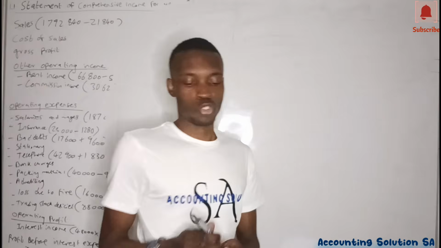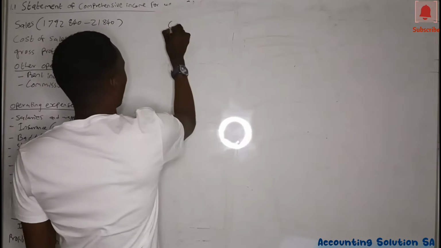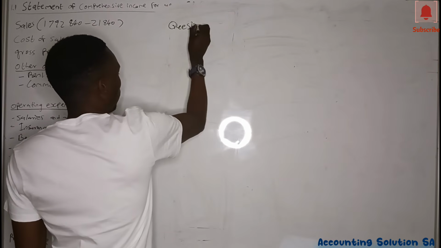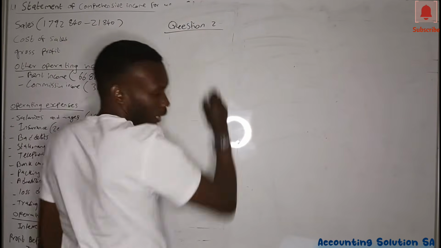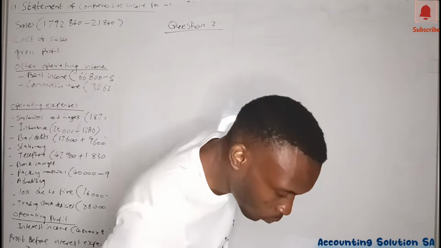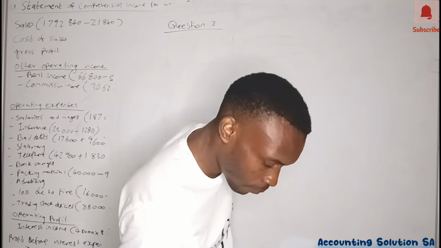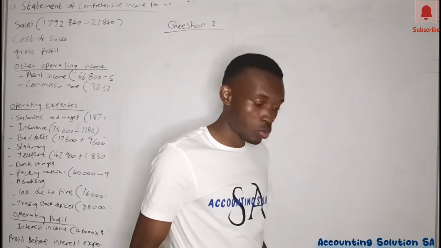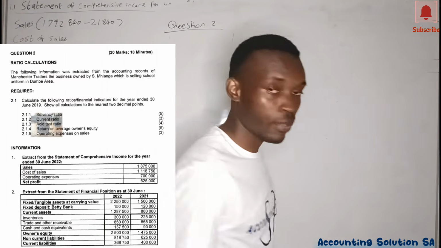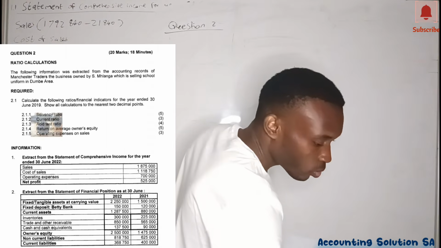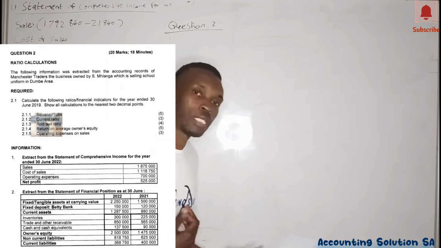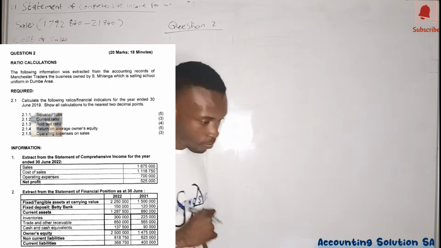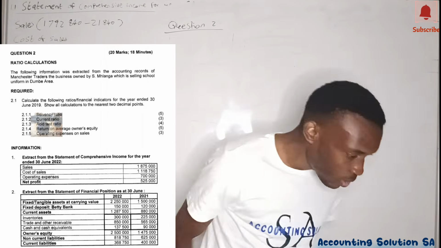Okay, now we are going to question 2. We are going to do what we call a ratio analysis. A very simple one, because they are also going to provide you with a formula sheet. But you must know the formulas, guys, so that you won't have any problem. Okay, let's read the question.